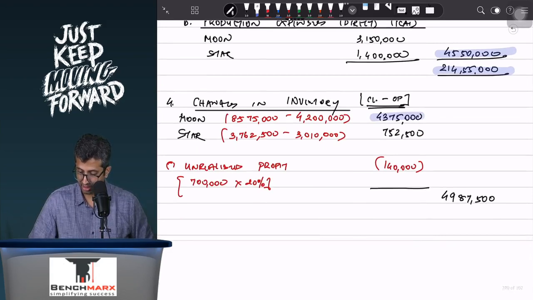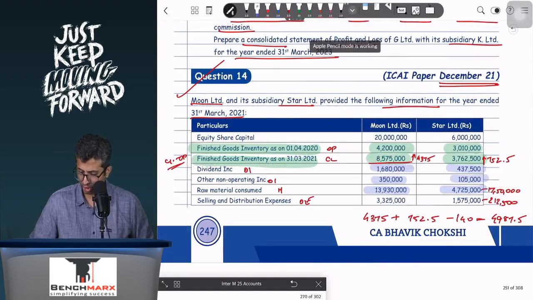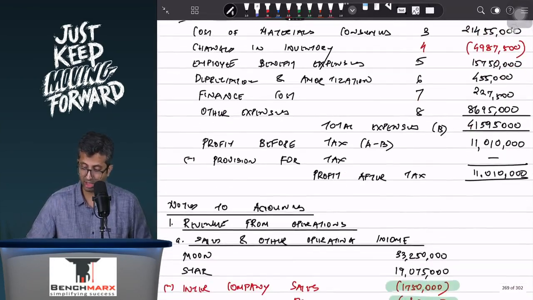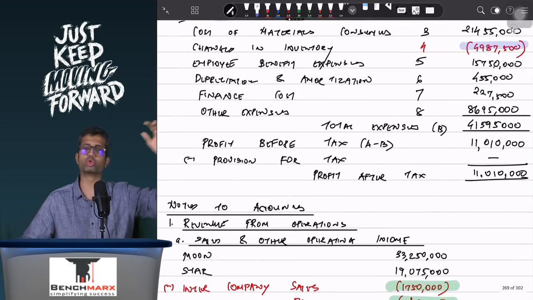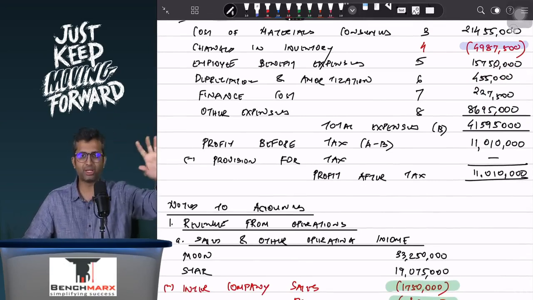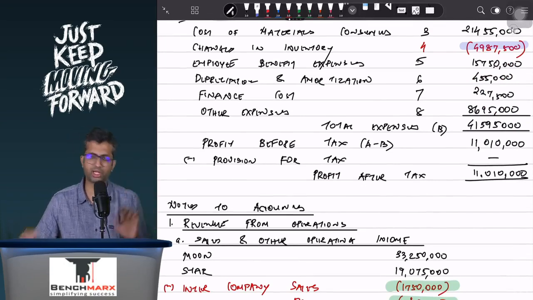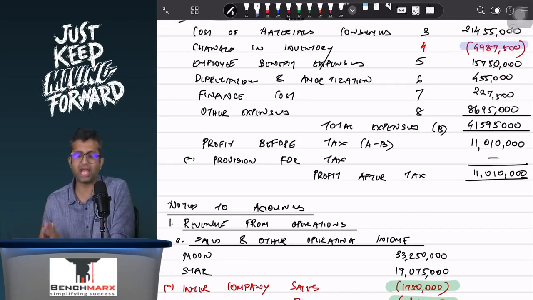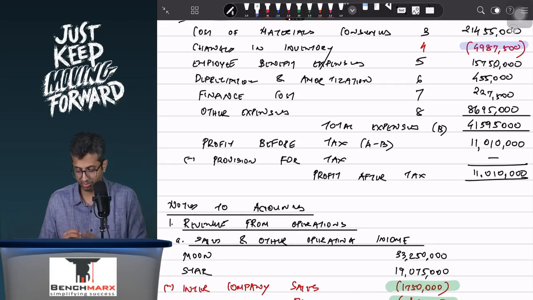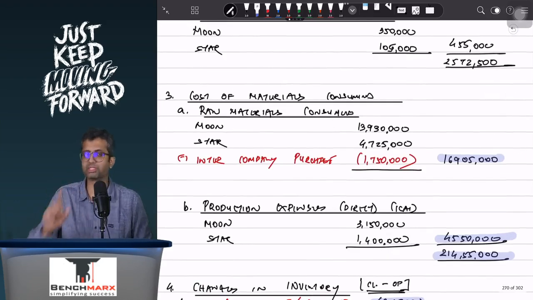Get these numbers for minus 1 lakh 40. Can I say 49,87,500? As you can see over here, 49,87,500. This you will subtract, remember, because this is an increase in inventory and hence this will be subtracted. So you will do closing minus opening. Whatever number comes, that will be your increase in inventory minus unrealized profit in stock. That number will be taken in the P&L.